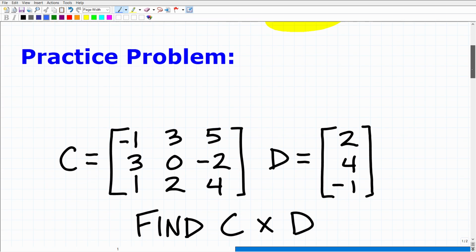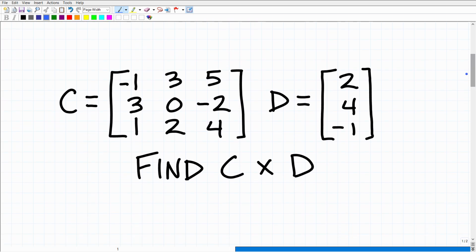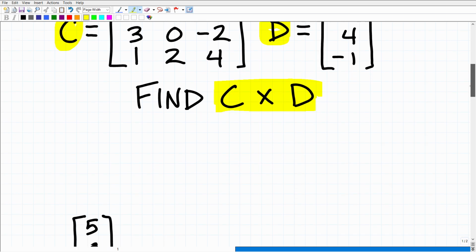All right, so here is again the problem. And what are we dealing with here? Well, we have matrix C. This is a 3 by 3 matrix. And here we have matrix D, which is a 3 by 1. And we're looking to multiply these matrices. So we're dealing with matrix multiplication. That is the topic. So let's go take a look at the answer here.